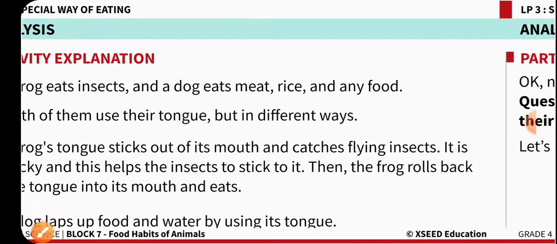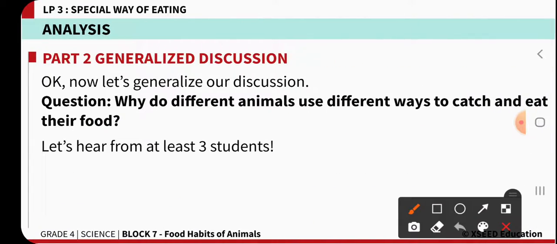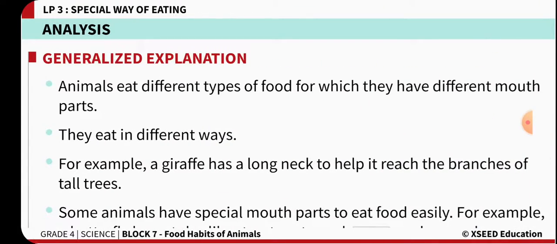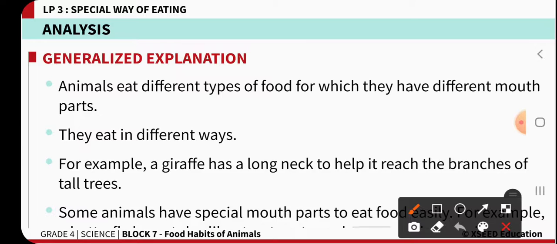Okay, children. So now let us try to understand why different animals use different ways to catch and eat their food. This is because different animals eat different types of food. So according to their type of food, the mouth parts are arranged, as the eating habits are different.